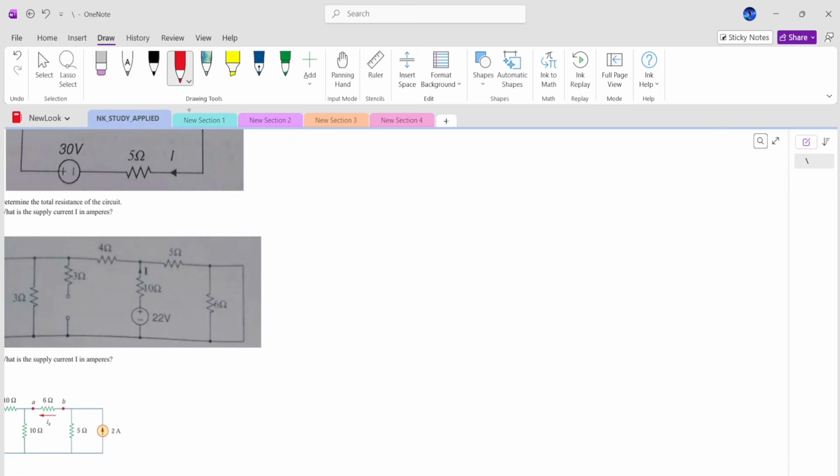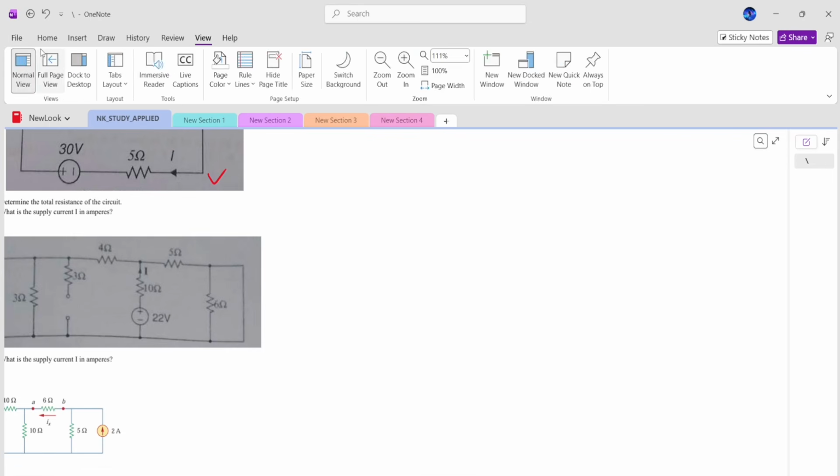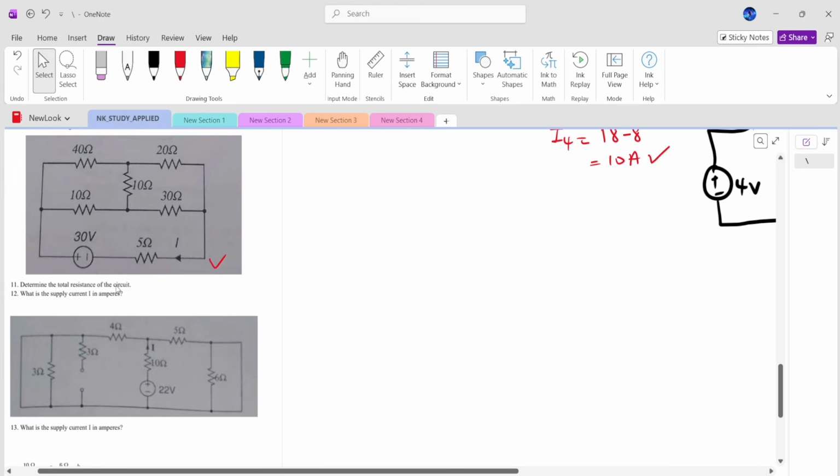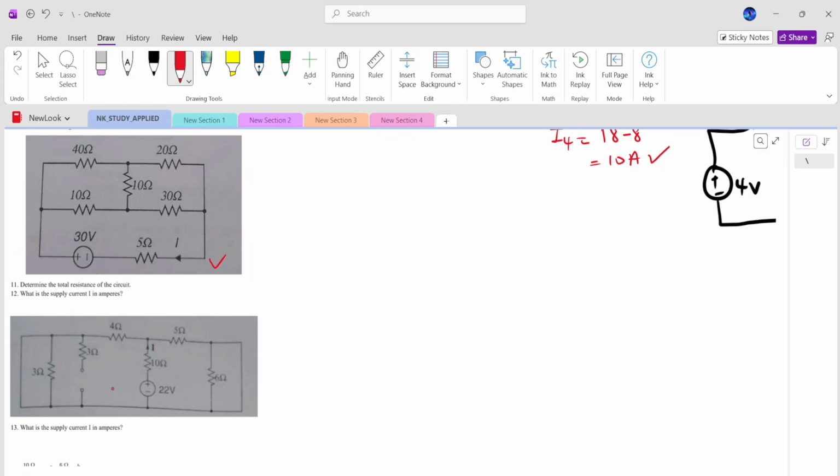I'll skip this one for now. Let's solve this. The question is for us to find the supply current in amps, right? So for this one, we have to analyze our circuit. Basically, what this question is demanding from you is your knowledge of short circuits and open circuits, right? Okay. For this, let's analyze and see.